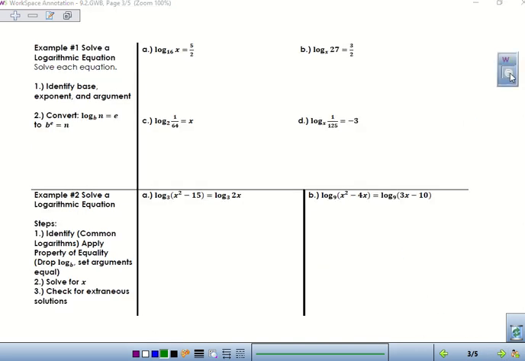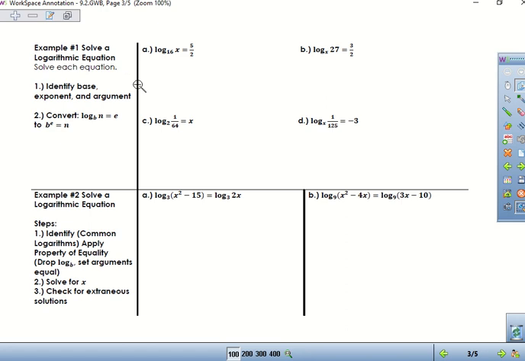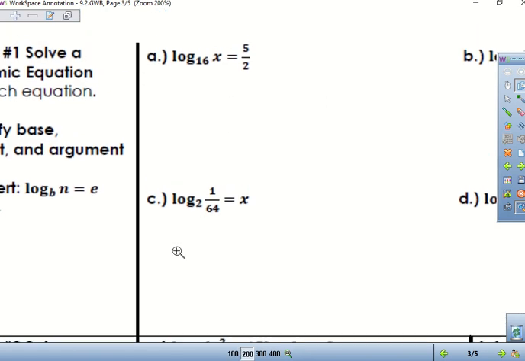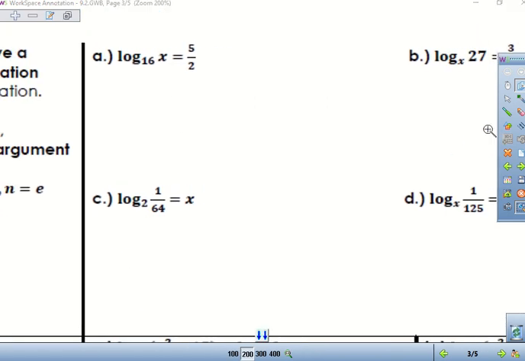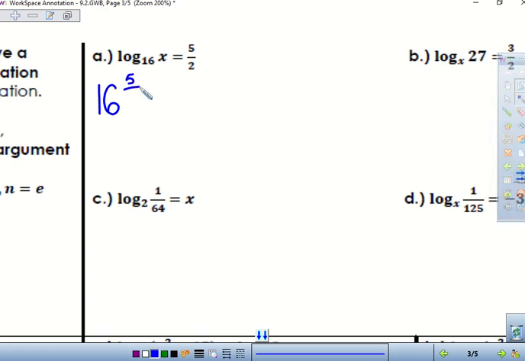All right, so step 1, we're going to practice how to rewrite these so that we can do them in other ways that don't involve logs. We can write them as exponentials. So on these questions here, we're going to rewrite these log equations as exponential equations. So how could I rewrite this as an exponential equation? It would be 16 to the power of 5 over 2 is equal to x.